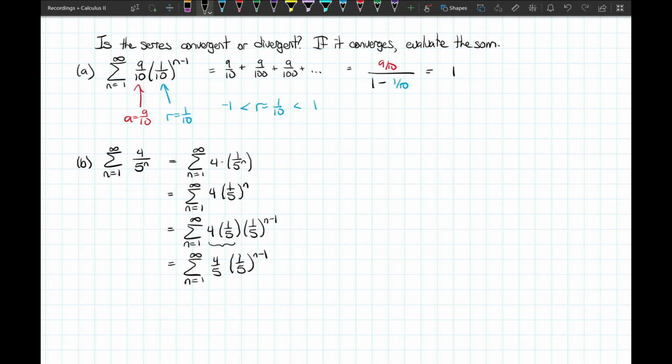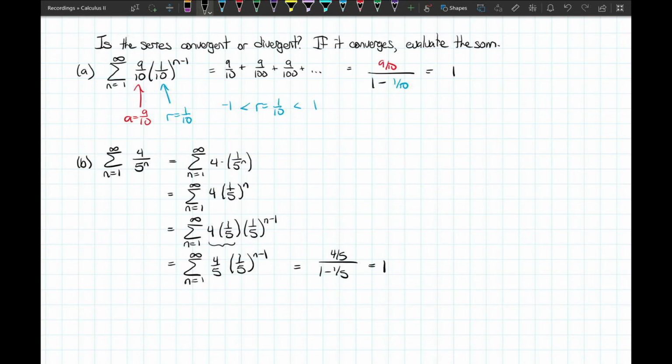Now we've got this in standard form, ar^(n-1), and we can see that this is also convergent since r is between -1 and +1. And that means we can now evaluate this, and we have a over 1 minus r, 4/5 over 4/5, and this sum also equals 1.